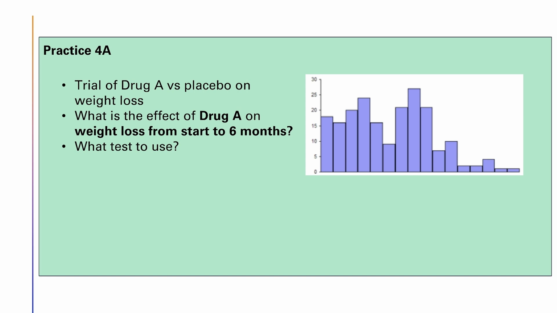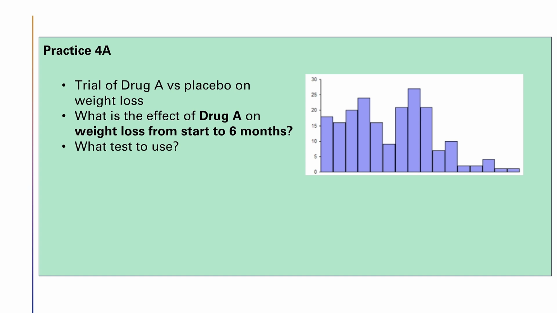So let's go back to our old example of the randomized controlled trial of drug A versus placebo, looking at the weight loss over a period of 6 months. What we want to do now is analyze whether drug A has caused statistically significant weight loss over the period of 6 months. The histogram shows the weight loss by patients receiving drug A. So pay close attention to how the question is worded. What's the effect of drug A specifically on weight loss from the start of the trial to 6 months later? Again, I suggest everyone pause for 10 seconds, have a think about it, then we'll review the answer in a bit.